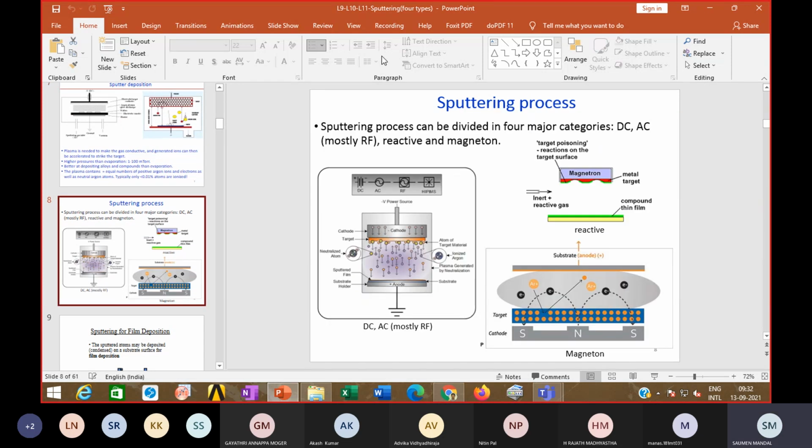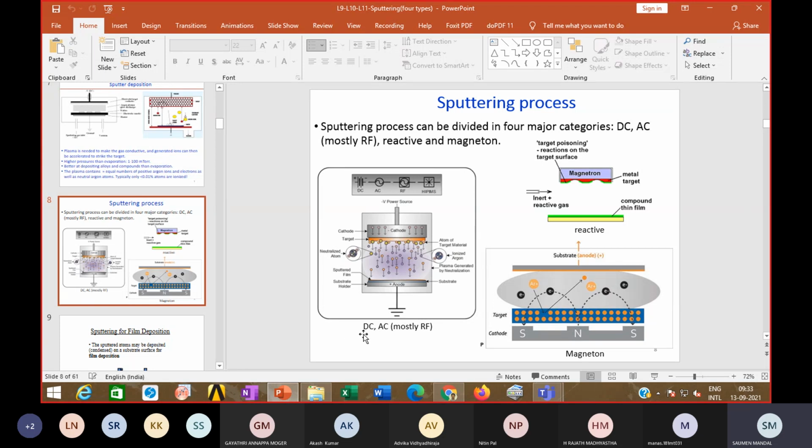Okay, so now this plasma process can be divided into four categories: DC plasma, AC plasma, where AC actually means alternating voltage is applied, mostly radio frequency, then reactive plasma, and the fourth one is magnetron sputtering. So this magnetron sputtering is actually the most efficient, and that's why it became very popular. Most of the places you may get this magnetron sputtering.